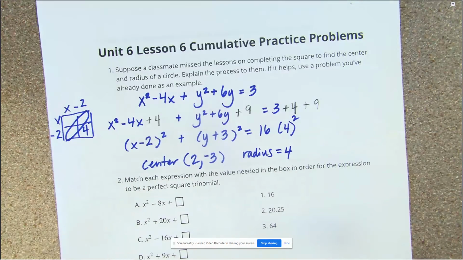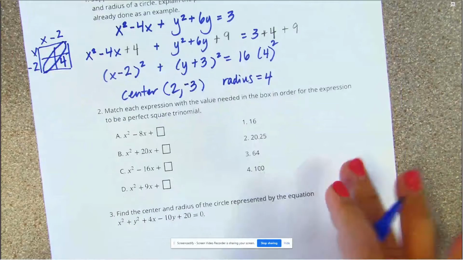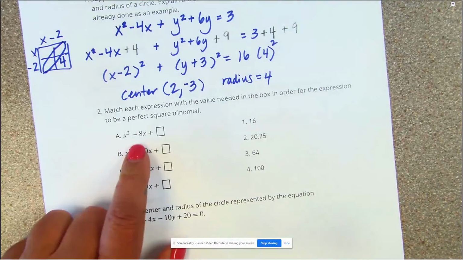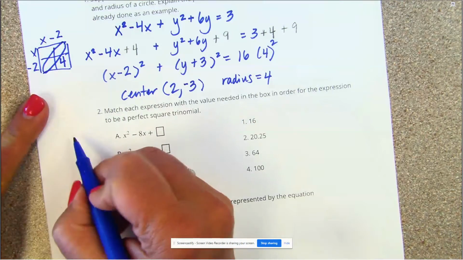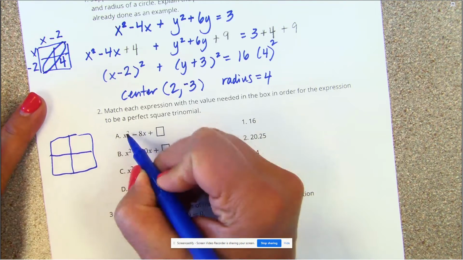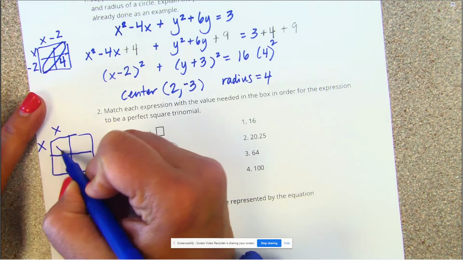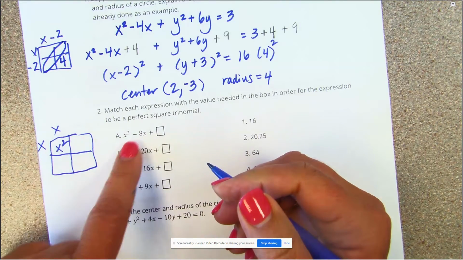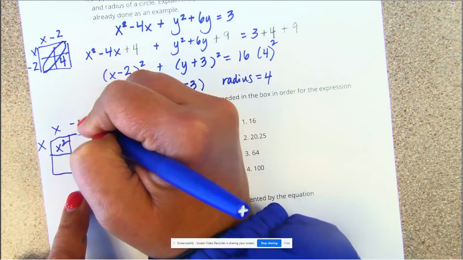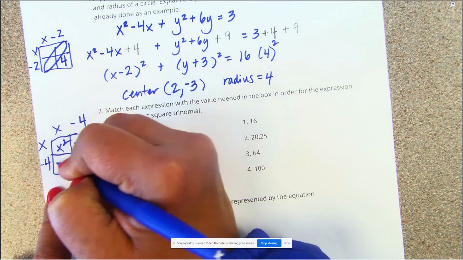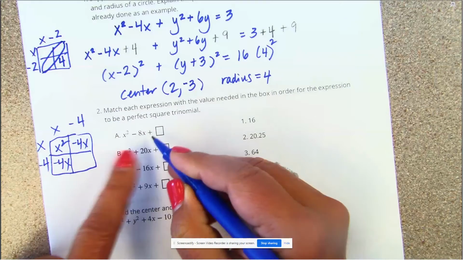Okay? All right, number 2, match each expression with the value needed to make it a perfect square. So we're kind of doing what we did up here. If I want this to be a perfect square, I'll do 1 with a box. I know x times x made x squared. If it's a perfect square, this number's got to be the same. So you cut that in half, -4 and -4. That'd be -4x and -4x, which makes -8x.